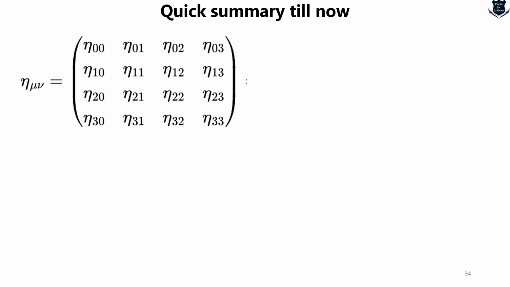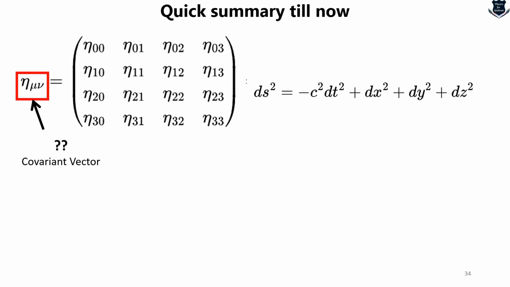Now, as you have seen, there are certain things which I have not covered in this video. Among them, first is why this is a covariant vector, or we can say covariant tensor, because you can see the indices are sometimes going up and down. This is what we will explore in the next part.